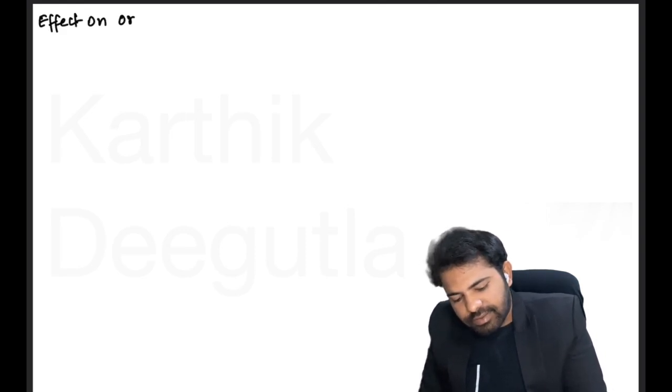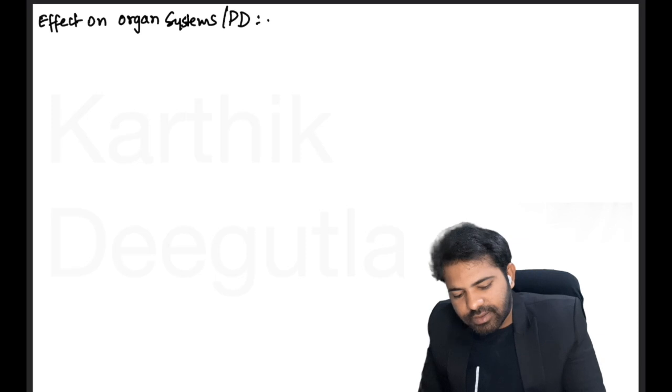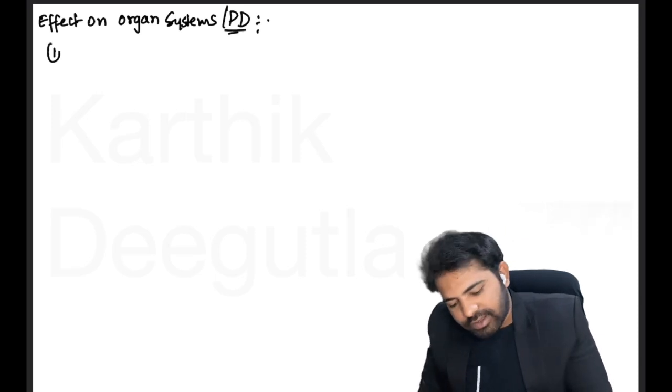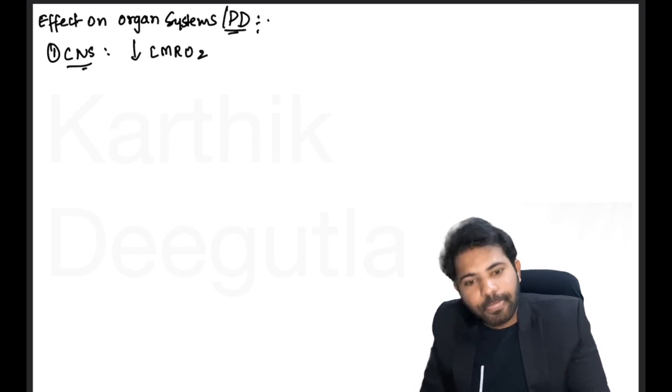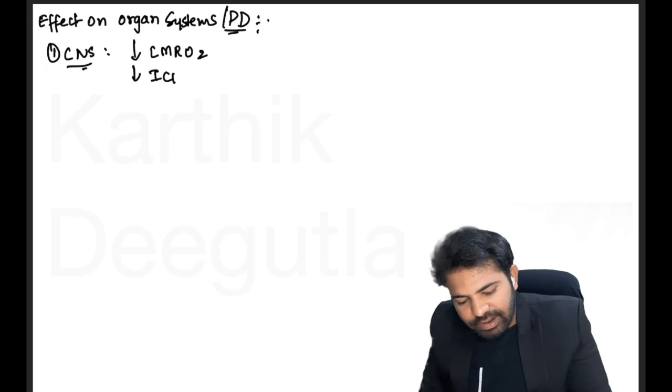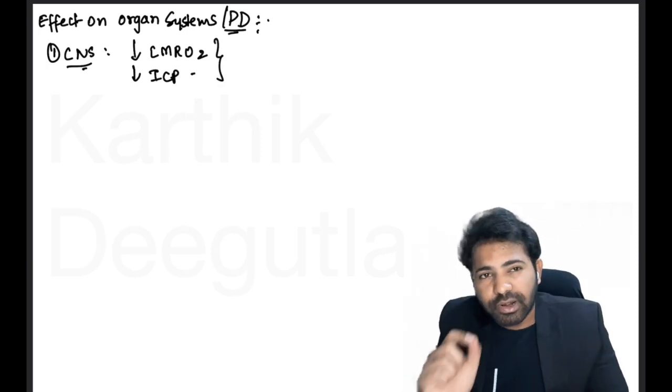Now moving on, let us know the effect of thiopentone on different organ systems, or the pharmacodynamics. What is its effect on the central nervous system? It decreases the cerebral metabolic rate of oxygen. It decreases the intracranial pressure. So thiopentone has a very good cerebroprotective effect.